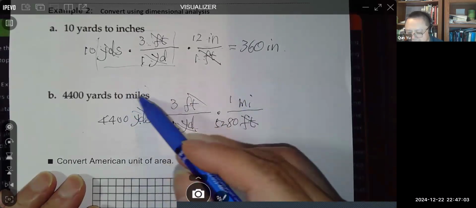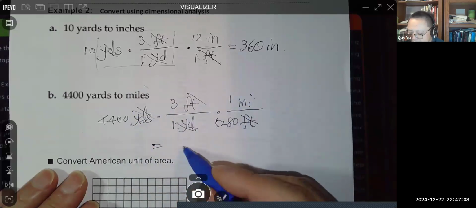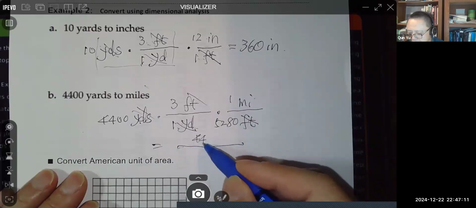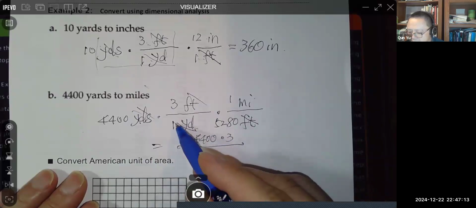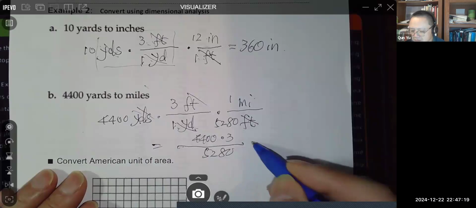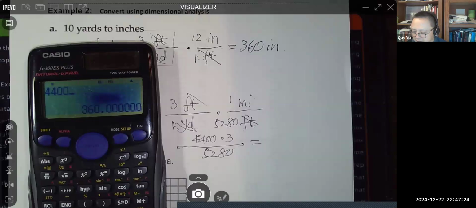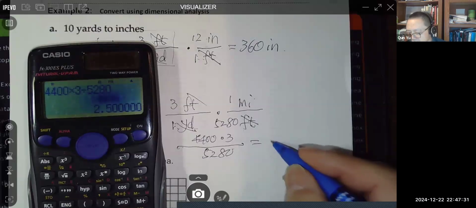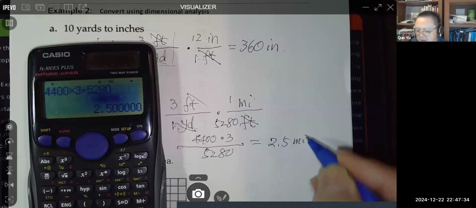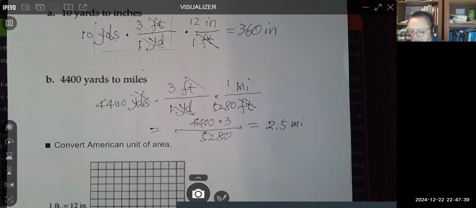That's what we want, right? Now multiply everything on the top, divided by everything on the bottom. So on the top, basically we have 4,400 times 3. On the bottom, we have 1 times 5,280. It is still 5,280. So let's do this calculation. 4,400 times 3 divided by 5,280. We get 2.5 miles. Don't forget the unit. So 4,400 yards equals 2.5 miles.